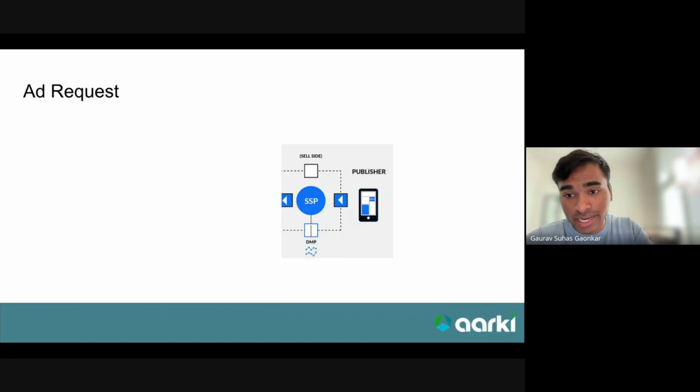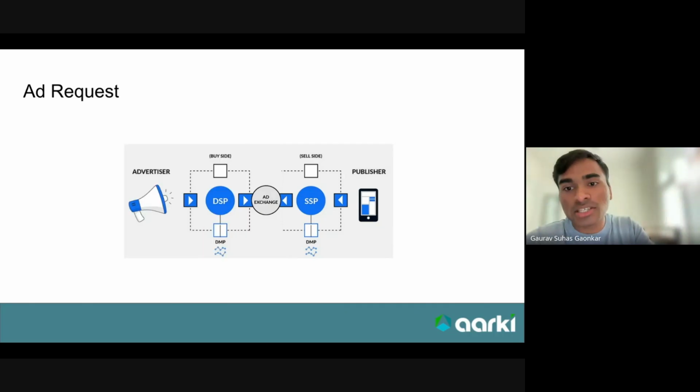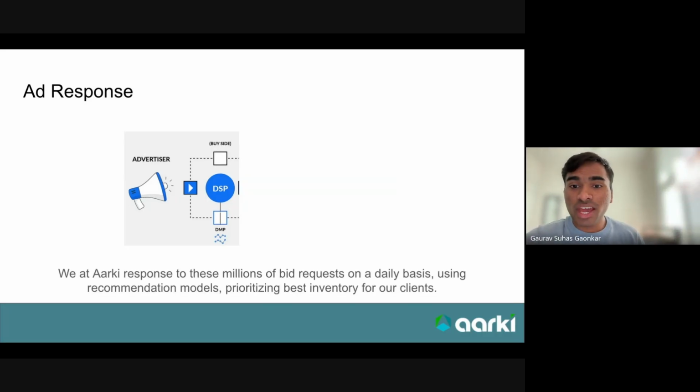This SSP, supply side platform, shares this request to Ad Exchange, which acts as a mediator. Ad Exchange then broadcasts this request to multiple DSPs, and Arki is one of these DSPs. Now, as a DSP, we are tasked to analyze those requests and then use our recommendation models to prioritize the inventory for our clients. Our clients are these advertisers, which come onto our platform and say, we want to serve ads to these users to bring those users onto our platform.